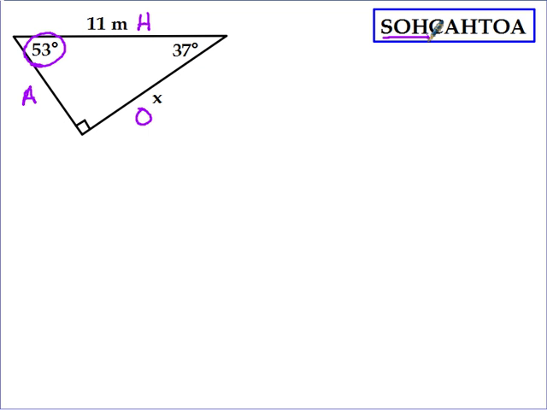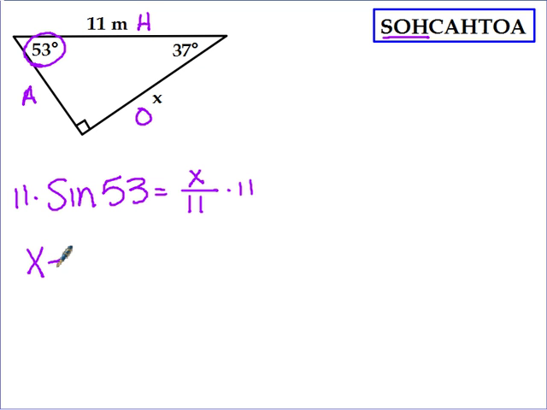So sine of 53 equals x over 11. I would multiply both sides by 11, plug it into my calculator, and I would get 8.8.